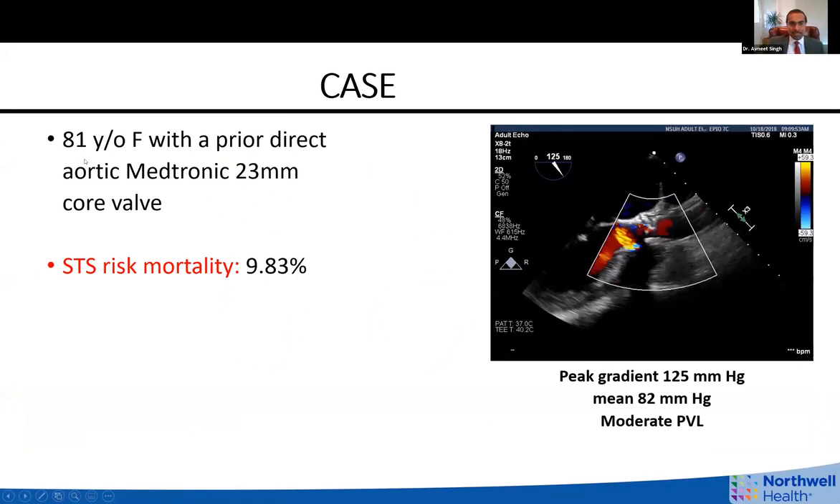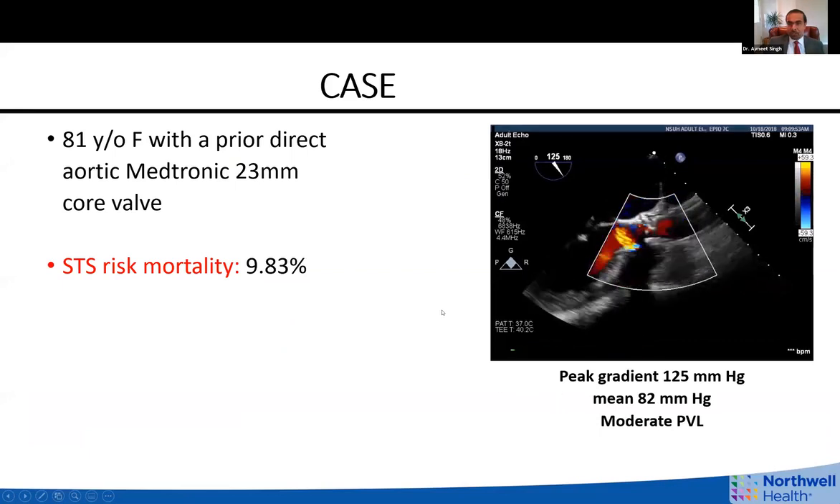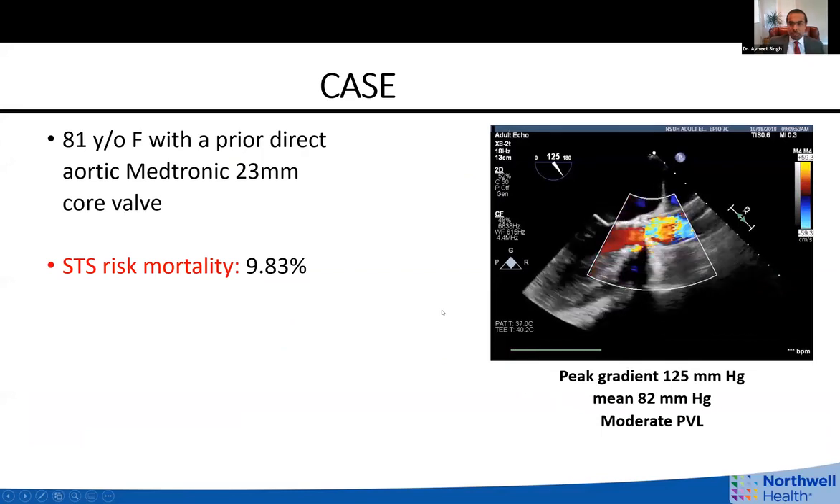So we'll start with a case, an 81-year-old female. She had a prior Medtronic CoreValve, 23 millimeter. She comes in with mixed valve pathology, severe AS and aortic regurgitation at the same time, very symptomatic with a high surgical risk. So as we normally do, we discussed all the options.